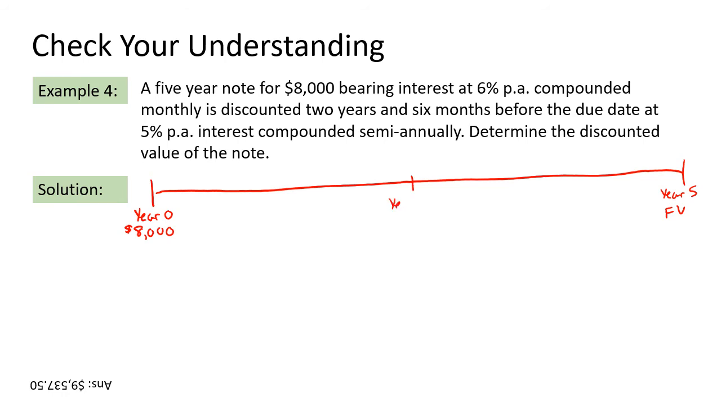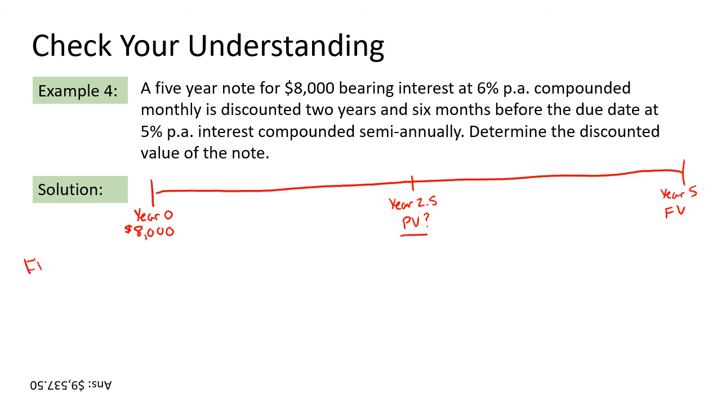So that's year, I'm going to call it 2.5, since 2 years and 6 months is 2.5 years. So that's the point that we're trying to figure out what the present value is, okay? So we're going to start, just like we did in the last one, calculating the future value first.